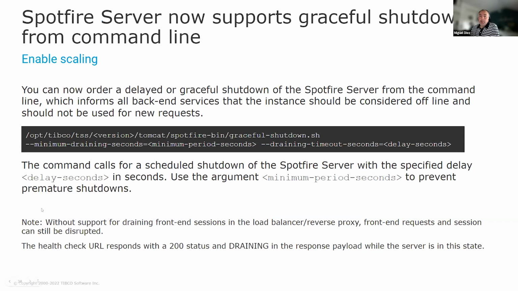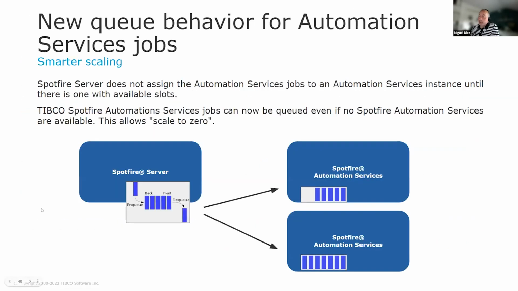Another scaling enabler, this time for automation services. Before, the Spotfire server assigned a job to an available automation service instance. And if there were no instances running, no job could be scheduled. And now the server does not assign the job to an automation services instance until there is one with available slots. This means that automation services jobs can now be queued even if there is no instance available. This allows scale to 0. And as usual, you can revert back to the previous behavior by configuration.